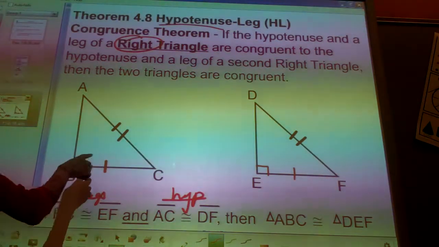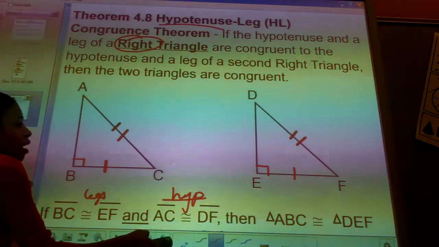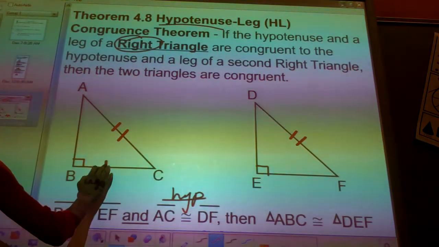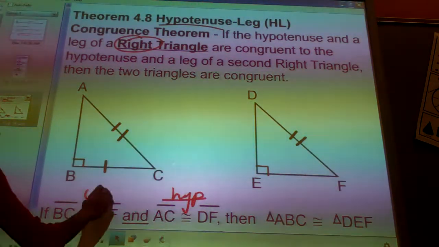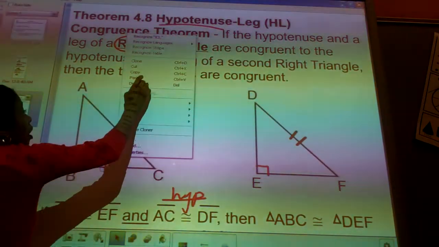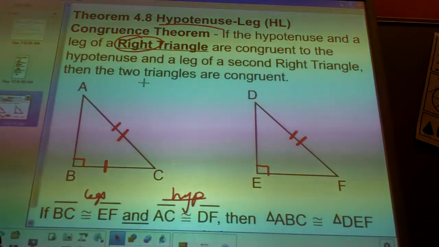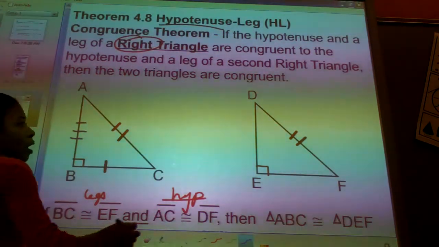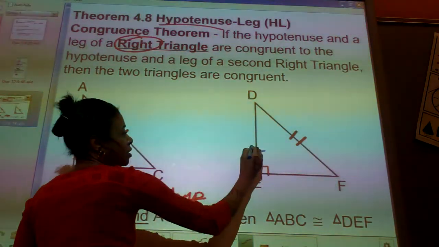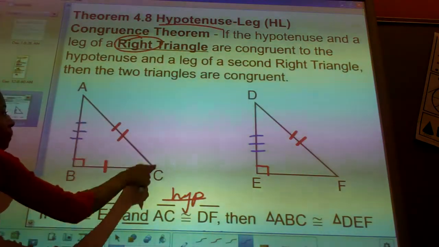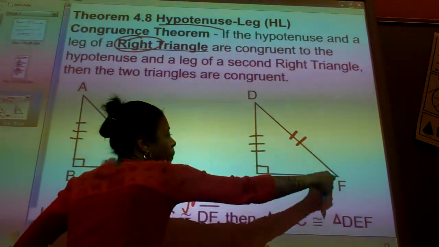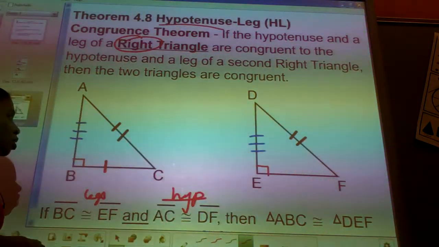Now, I didn't have to use BC or EF. I could have used AC and AB, and I could have used DF and DE. It's still hypotenuse leg. It doesn't matter which leg you use. It's still the hypotenuse and leg that are congruent to one another.